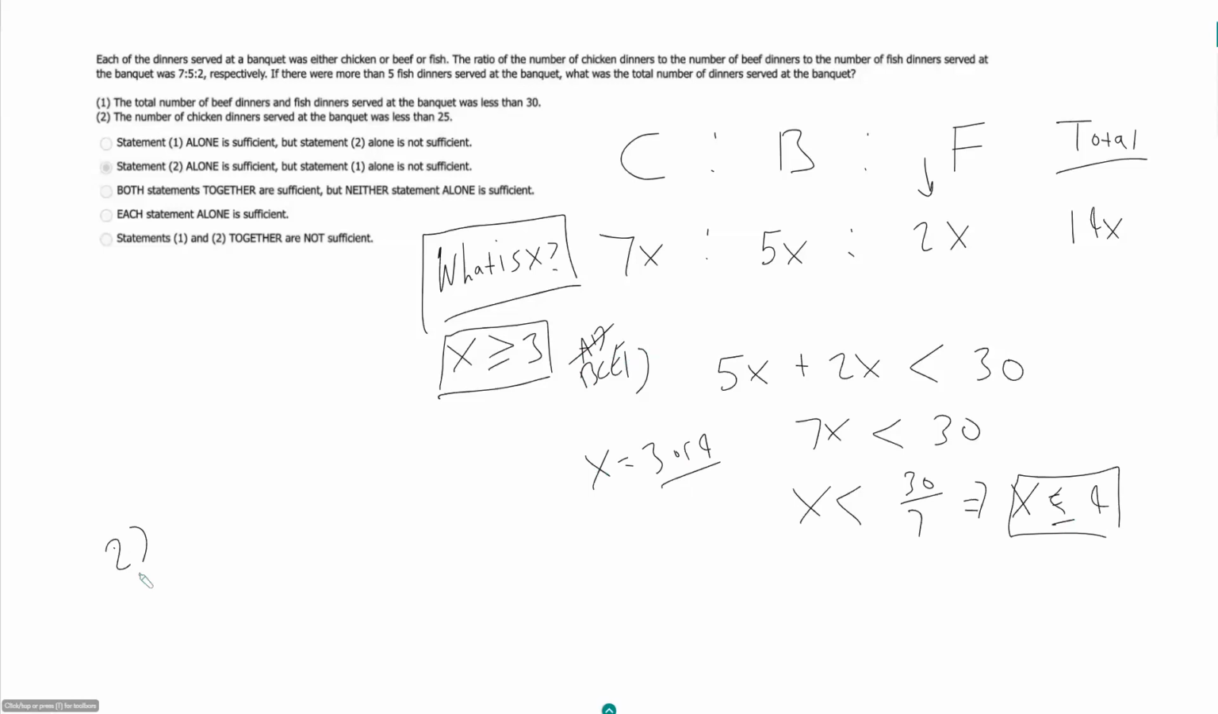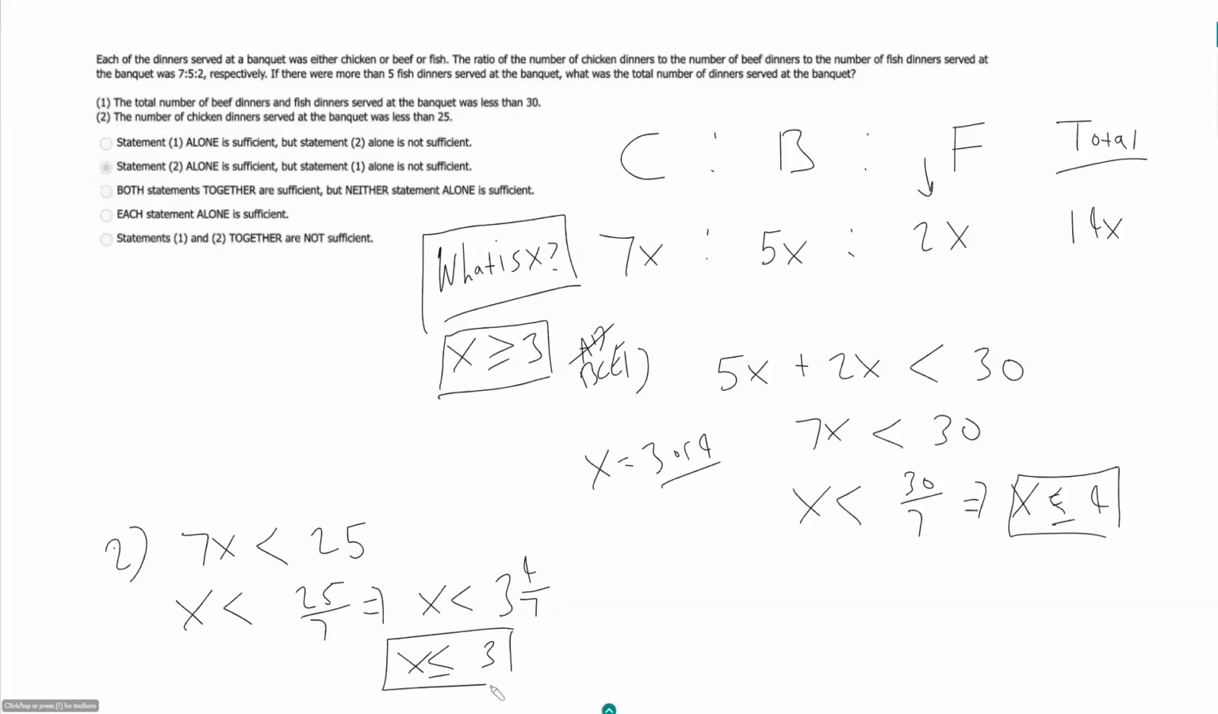Statement 2 says the number of chicken dinners served at the banquet was less than 25. So 7x is less than 25. x is less than 25 over 7, which means x is less than... 7 goes into 25 3 times with 4 left over. So 3 and 4 sevenths. So here this is saying x is less than or equal to 3, right? Because 3 is the largest integer x could be.